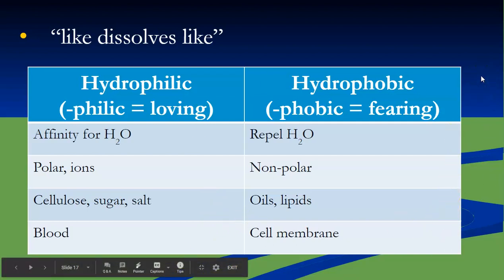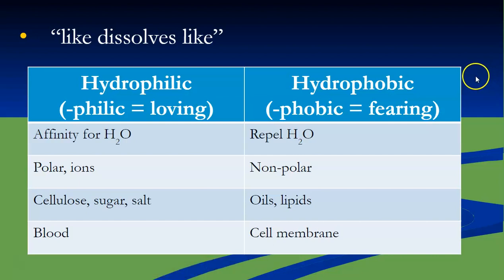Hydrophobic, not water, doesn't like to mix. So that's where you can think of things like oils and fats. We have a phospholipid bilayer, if we remember, around our cells, the cell membrane, and it is composed of both hydrophilic and hydrophobic regions that we'll get through later.